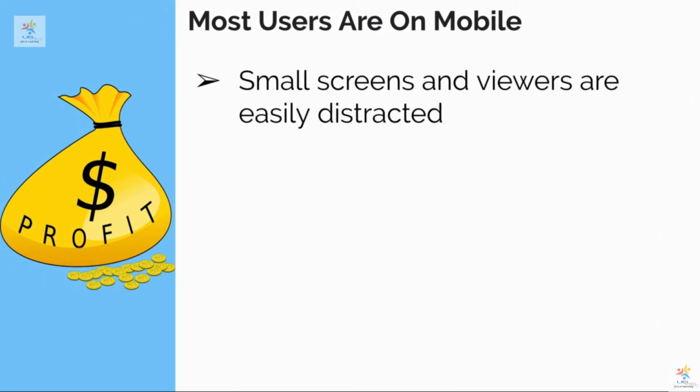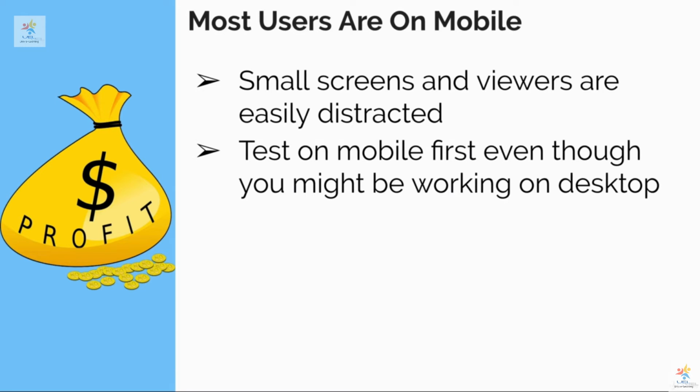What do we know about them? They use small screens and they're easily distracted. A lot of them are on commute. A lot of them are walking, like I often am while watching YouTube video because I'm just listening to things. So it's hard to engage them. It's easy to lose them. They can't do or watch complicated things oftentimes. So you want to test first on mobile.